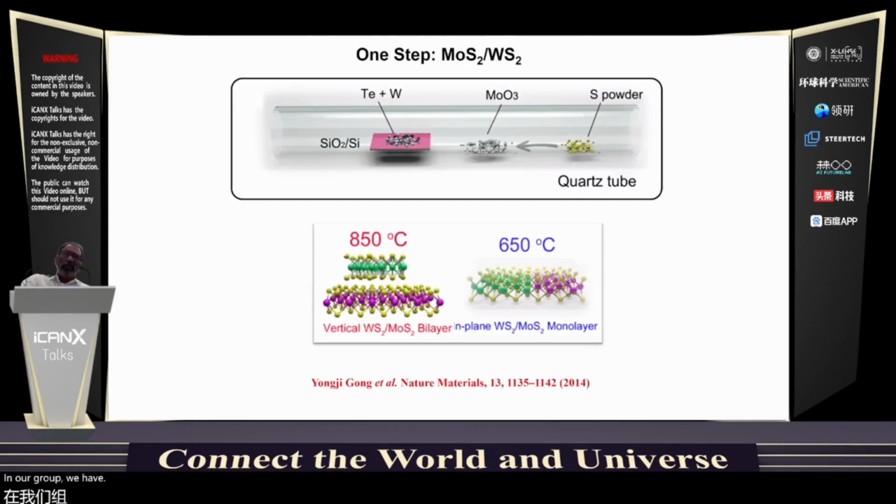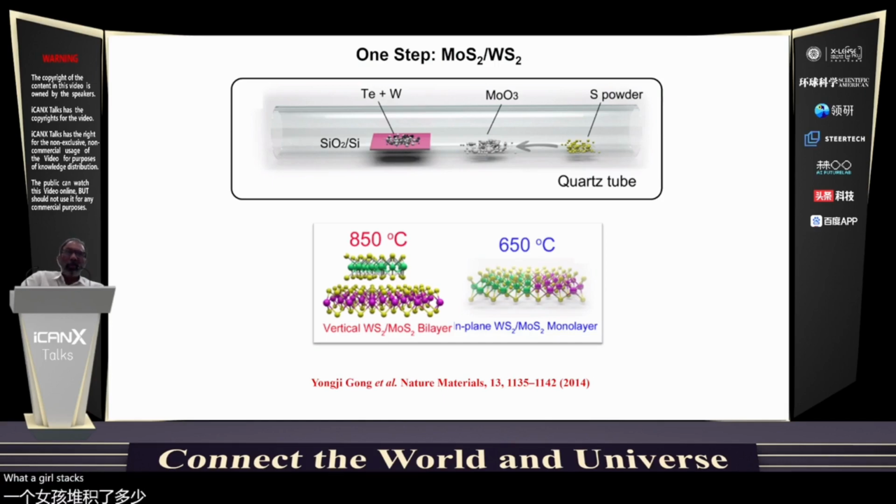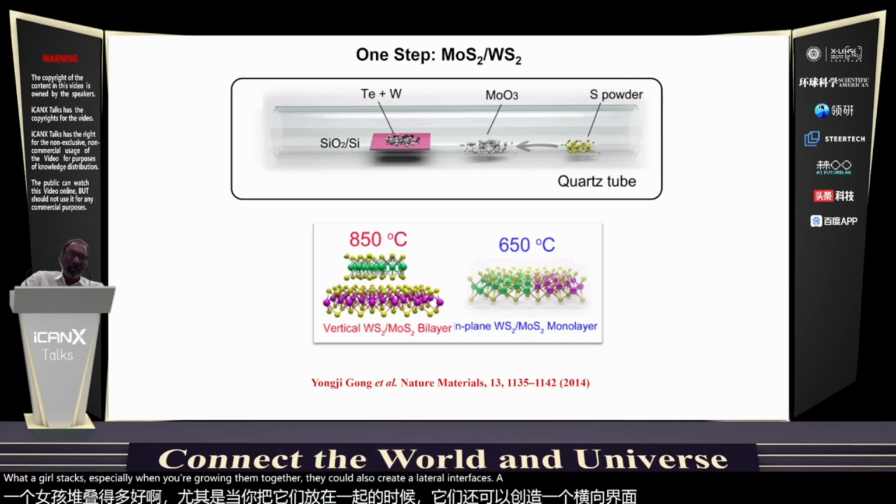And in our group, we have done work over the years to see if you can find the right window in which some of these ordered stacks could be grown. Here is an example of a WS2 type of material where the vertical stacks have a certain type of orientation. There is another complication, which we also found: at lower temperatures or under certain conditions, these materials could also grow side by side, which means that, in addition to having these vertical stacks, especially when you're growing them together, they could also create lateral interfaces or lateral heterostructures.